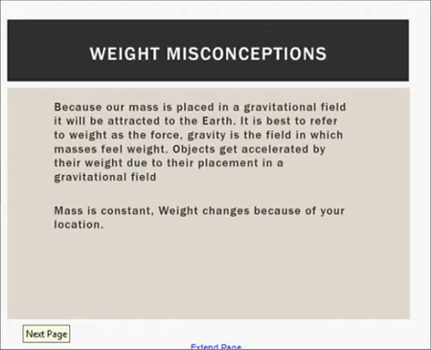Because our mass is placed in a gravitational field, it will be attracted to the Earth. So we are put inside the gravitational field of the Earth, and because of that, we've got something called weight. Gravity is essentially the value or the size of the gravitational field at the point we're at. So if you're on the surface of the Earth, the size of the gravity is 9.81, but it's your weight that is actually the force going downwards.